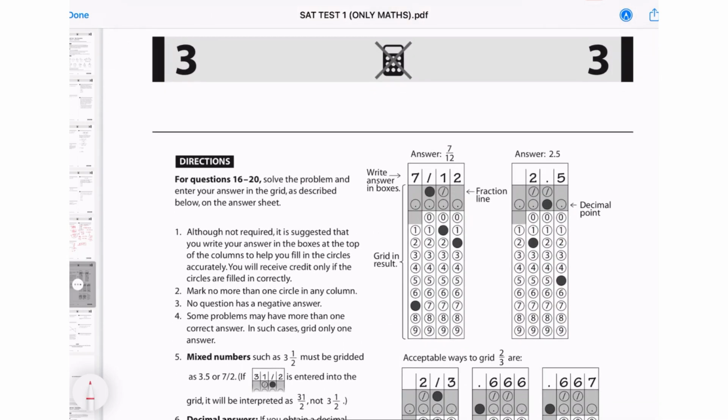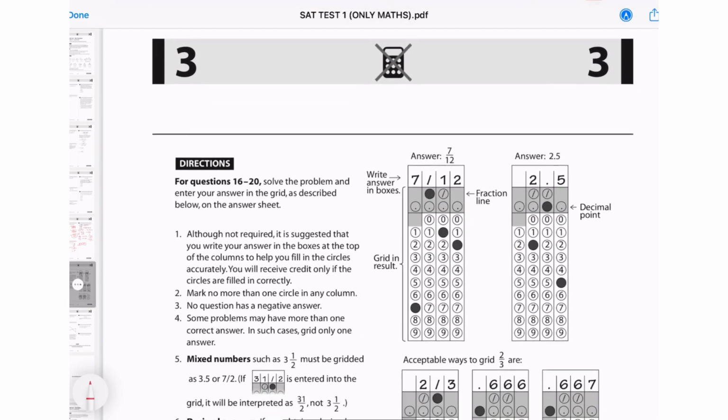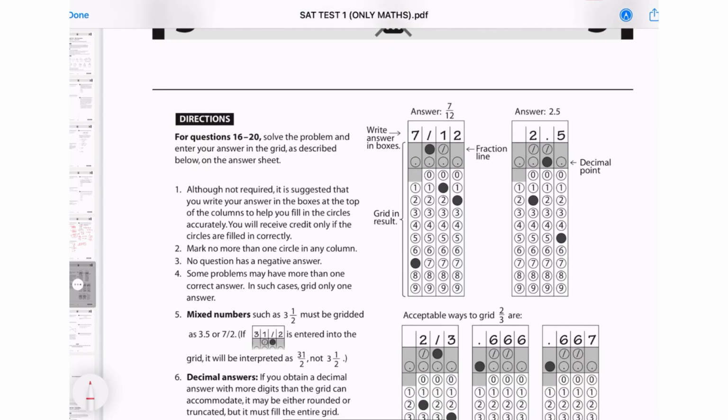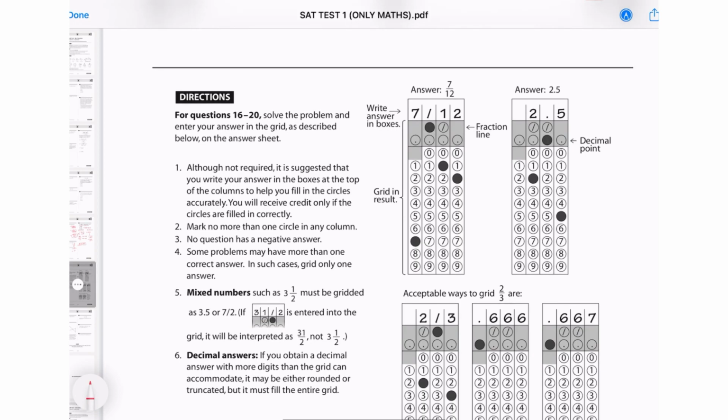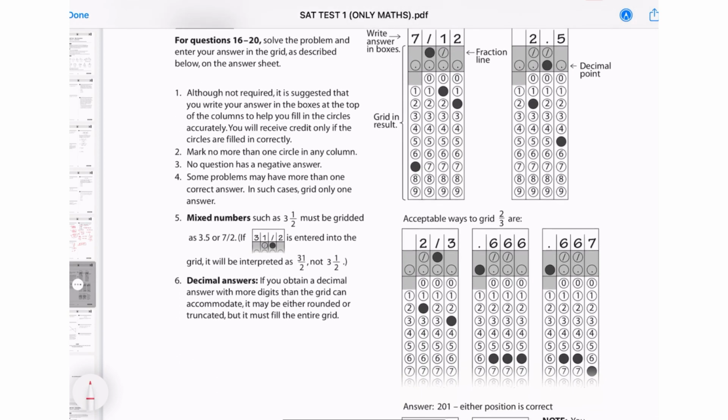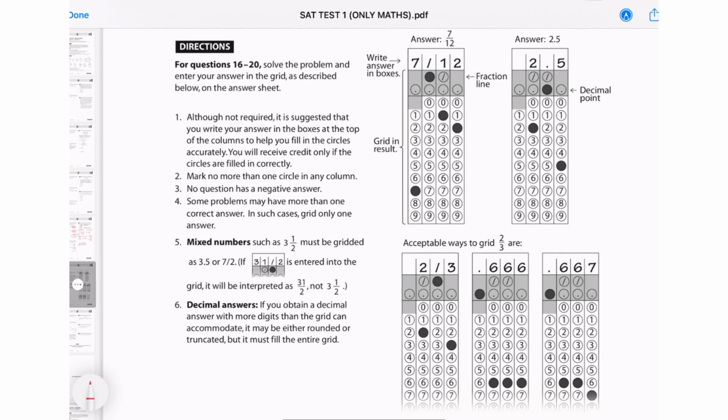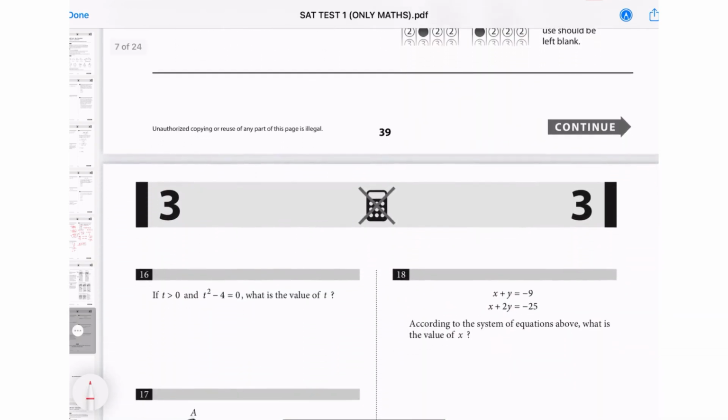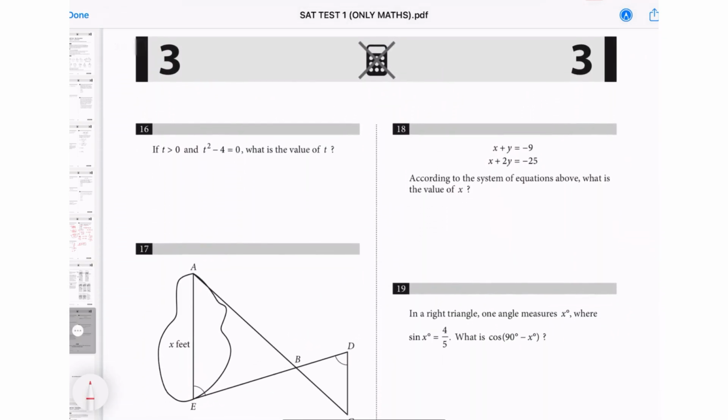Now, in this section, section 3, from question number 16 to 20, we have to find the answers and then plug in. Plug in means we have to grid in the answer over here. How to grid in? The information is given. You can go through it afterwards. So, the first question of this, question number 16.